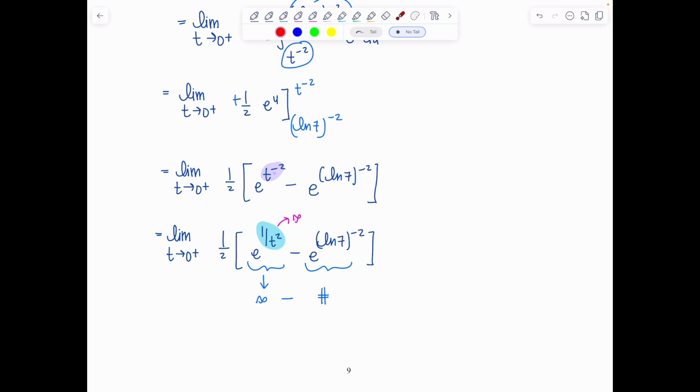So we've got infinity minus some constant, some number. So this is still all going to go to infinity. We're multiplying it by 1/2. That won't do anything. It's still going to go to infinity. So that's my final answer for evaluating the limit. It goes to infinity. Well, that tells me this improper integral is divergent.